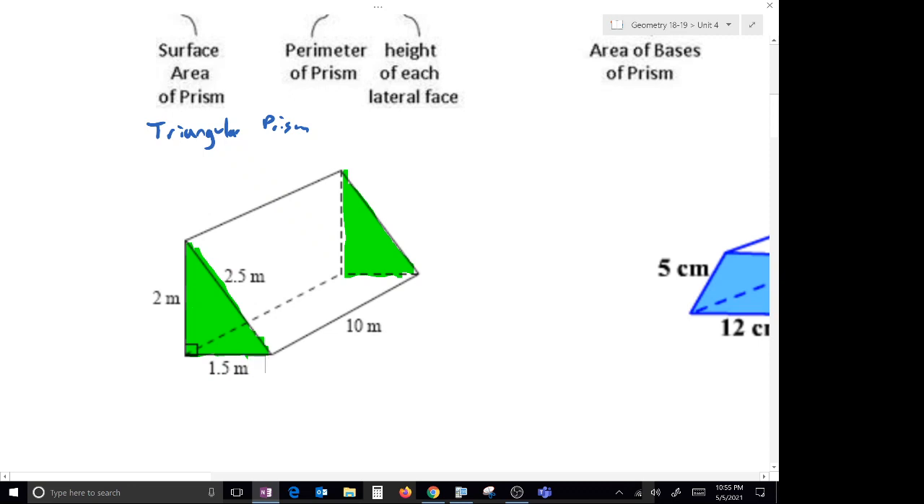A common mistake students make with prisms is that they think the bottom is always the base, and that's not true. The rectangle at the bottom is not the base. It's these two triangles, because they're equal, they're congruent, and they're facing each other. They're parallel. So that's why this is a triangular prism.